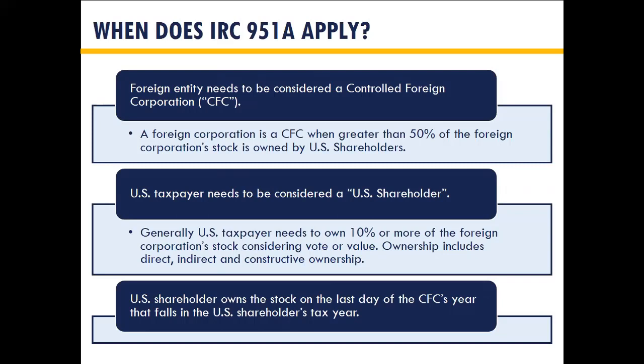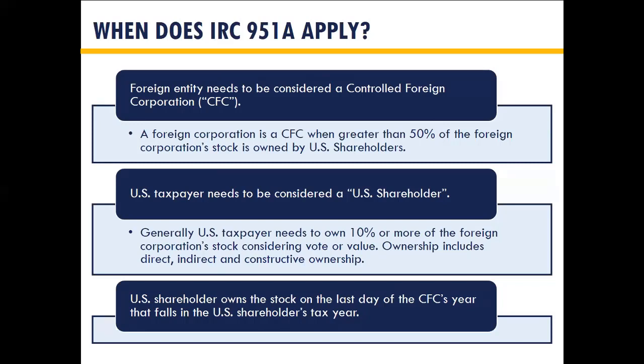One, you have to have something called a controlled foreign corporation. So that foreign corporation needs to be owned greater than 50% by taxpayers that are considered US shareholders. And US shareholder in this case is a defined term. A US shareholder isn't just a US person that owns stock, it's a US taxpayer that owns 10% or more of the foreign corporation. And so if you have US taxpayers who own 10% or more of a foreign corporation, and when you add up all those 10% shareholders, do they own more than 50% of the foreign corporation? Then you have a controlled foreign corporation. And in that case, that foreign corporation is subject to these anti-deferral rules.